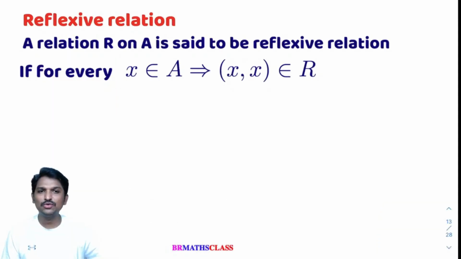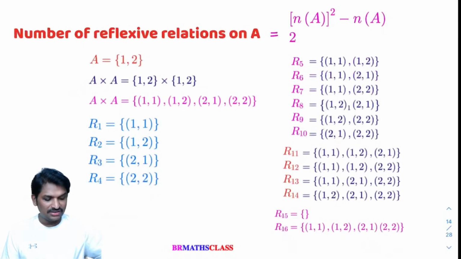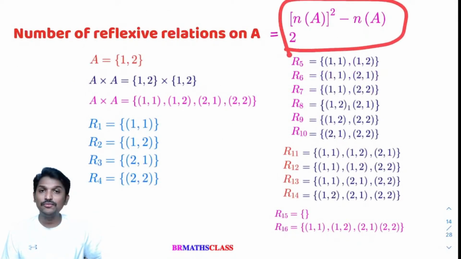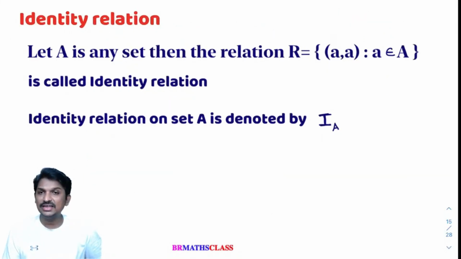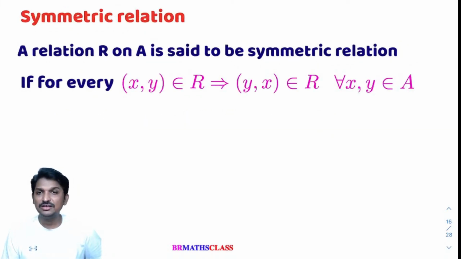In today's class, what are we going to learn? You observe this, we will learn what is reflexive relation and I'll explain it with very good examples. And what is the formula to calculate the number of reflexive relations on set A. And we will learn what is identity relation and the difference between identity relation and reflexive relation. After that we will learn symmetric relation and try to understand these symmetric relations with very good examples. I am considering examples in such a way that all your doubts will be cleared.